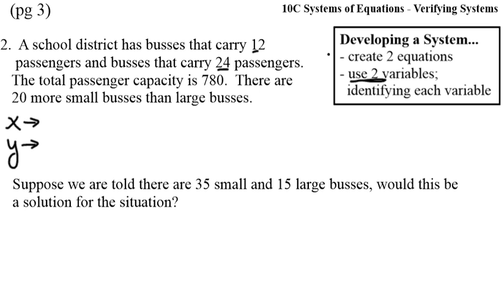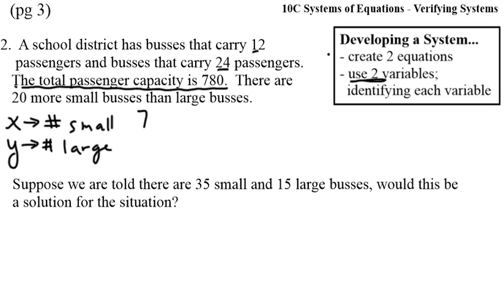And what would x be? X could be the number of small buses, 12 passenger. And y could be the number of large 24 passenger buses. So there's my unknowns. It's not how many they carry, but we don't know how many of each they have. So now I need two pieces of information here that I can set up an equation. Well, it says the total passenger capacity is 780.